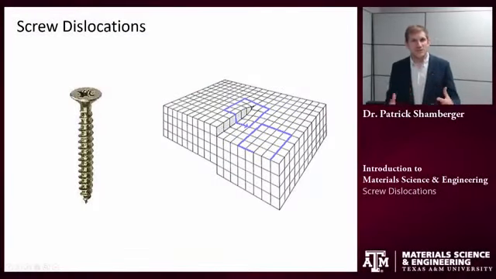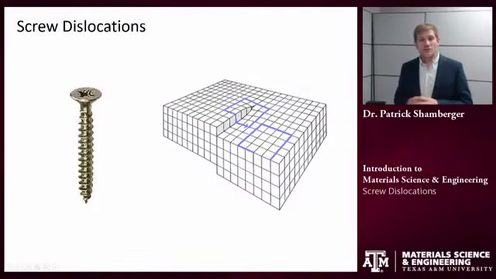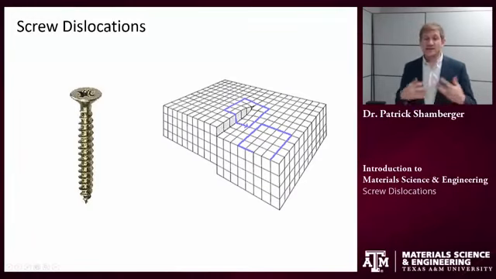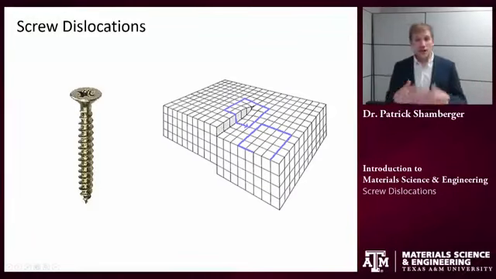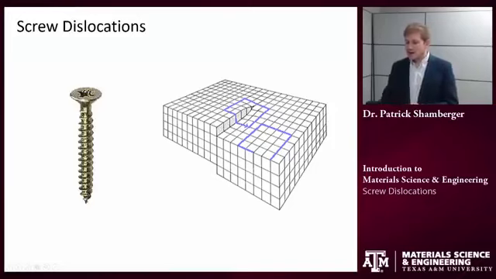Howdy! The purpose of this video is to describe one principal kind of linear defect, and that is a screw dislocation. Now, there are two kinds of linear defects that we've talked about so far: edge dislocations and screw dislocations. Edge dislocations occur when you have an extra half a plane of atoms in the lattice.